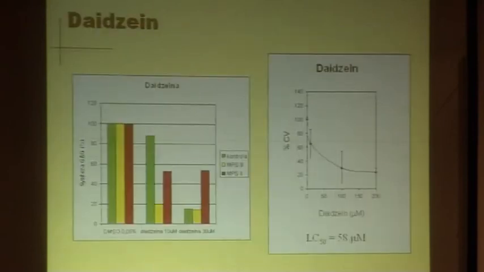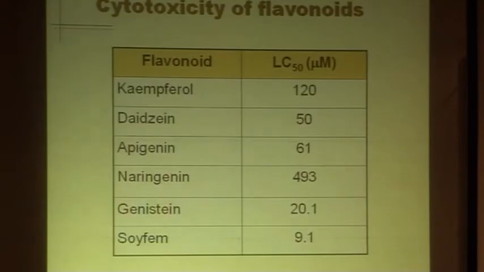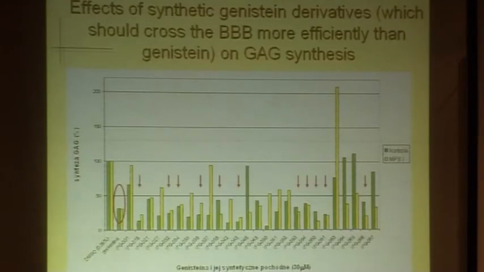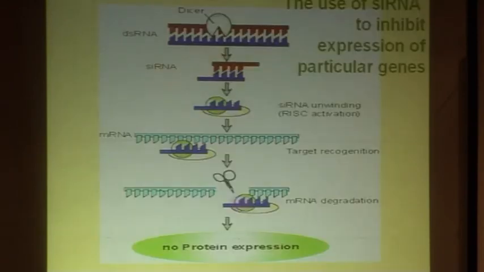Yeah. And now we are also looking for different molecules which can inhibit GAG synthesis. And there are just examples. And also artificial derivatives of genistein which can cross the blood-brain barrier more efficiently. Yeah. And also we are also working on RNAi.